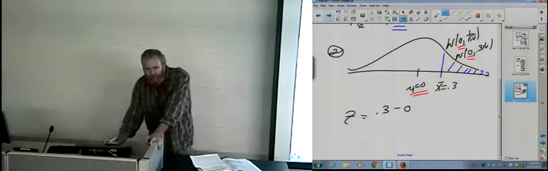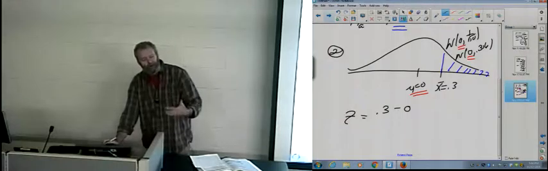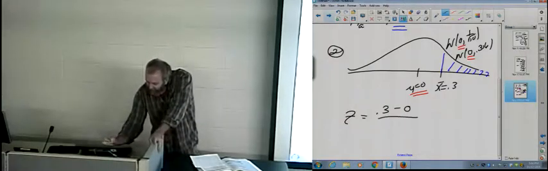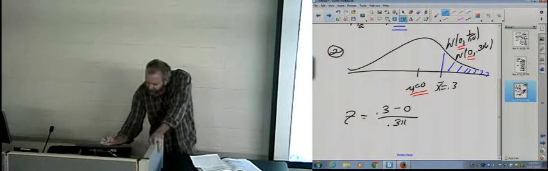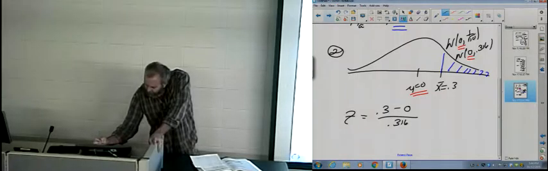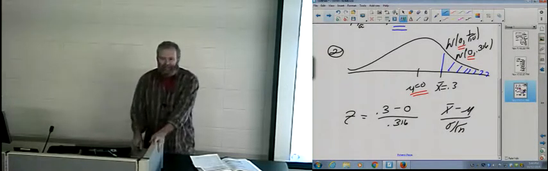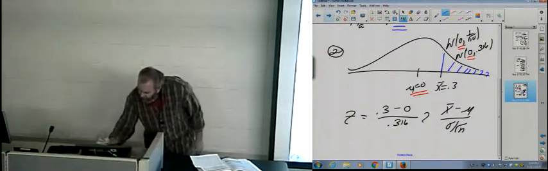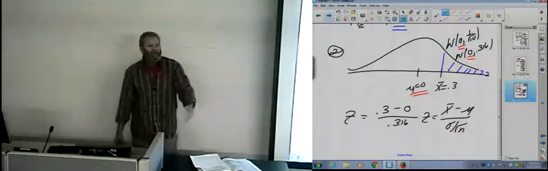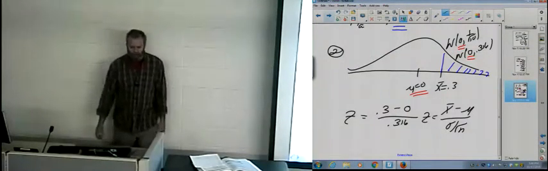you take your x bar, your 0.3, you subtract off the mean of your distribution, which we have assumed to be 0 because of the null hypothesis, and we divide by our standard deviation. Now, that's nothing more than x bar minus mu over sigma over the square root of n. This is the same z-score that you were using in the chapter about the sampling distribution of x bar.